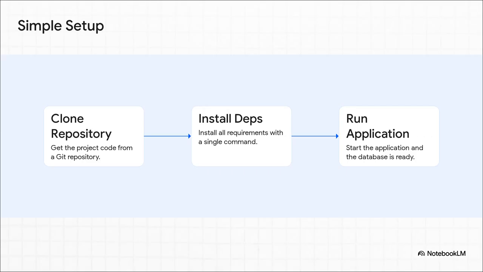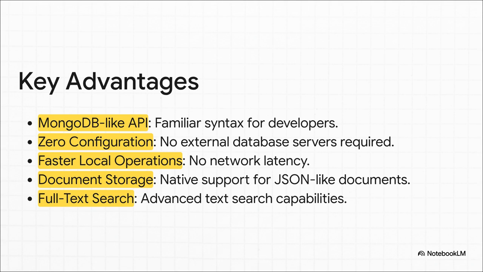This makes life so much easier for anyone who wants to run your project. You can forget about writing pages of instructions on setting up a database. Now it's just clone the repo, install the dependencies, and run the app. The database just works. So to wrap up the benefits, and the Medium Bloggy project really proves this, you get that sweet developer-friendly API from the MongoDB world, but with zero configuration, faster local operations since there's no network lag, and all the powerful features you need, all built on top of rock-solid SQLite.